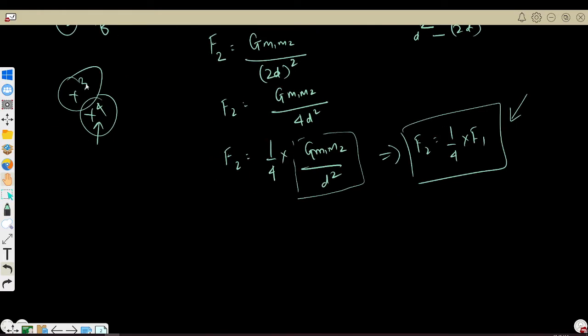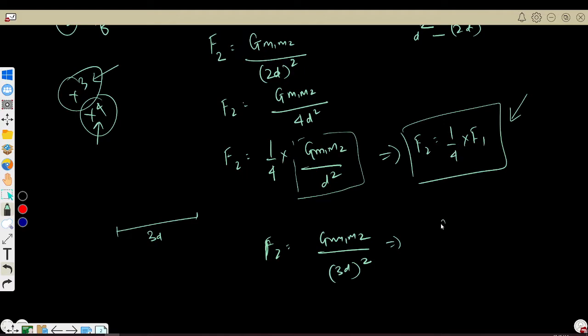For example, if I say that the distance between the bodies is increased by 3 times, so what will happen? The distance will be measured as 3d. So the new force will be F2 is equal to G m1 m2 divided by (3d) square. We just replaced d with 3d because the distance is increased by 3 times. So this equation will be G into m1 m2 divided by 3 square is 9 d square. So the new force will be 1 upon 9 times the initial force. This is how you can develop the relations based on the question.